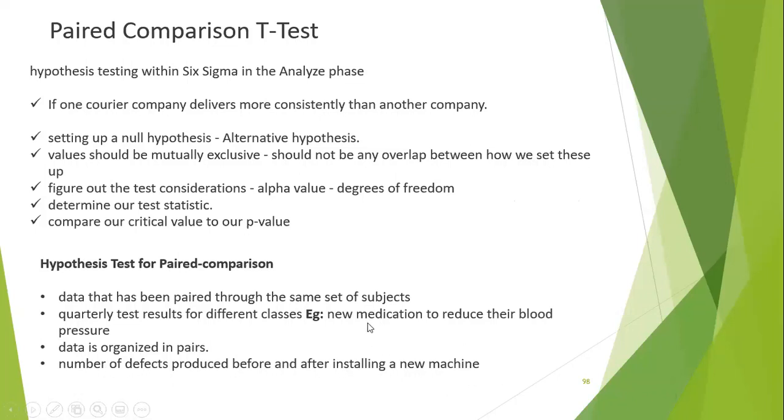For example, what we are going to do is take a sample. We will take, for example, 10 people and measure their blood pressure. That is one paired sample. The same people, we will give a medication and then check the blood pressure again. That will give a difference, whether there is an improvement or a reduction in performance. That will give a clear-cut indication.